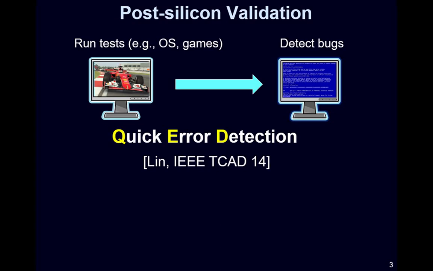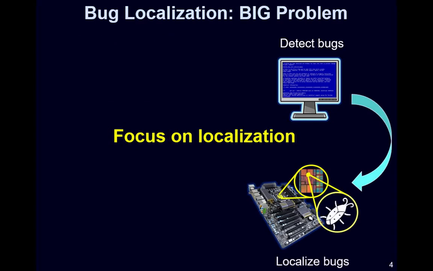For the first step of actually detecting bugs, there's a technique called quick error detection. Today, however, we're going to focus on localization, or what do you do after you've detected the error and are trying to localize it down to the highest accuracy possible within the design so that you can easily debug it and actually fix it.